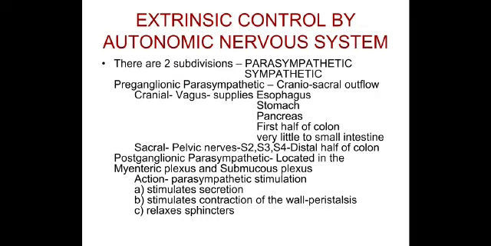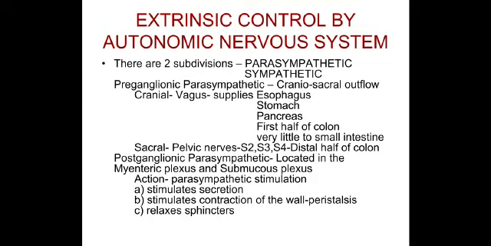The extrinsic control of the nervous system is made up of parasympathetic and sympathetic. The preganglionic parasympathetic, that is from the craniosacral outflow, supplies the esophagus, stomach, pancreas, first half of the colon, and very little to the small intestine. The sacral plexus, which is the pelvic nerves with S2, 3, 4, supplies the distal half of the colon. This is the nerve supply of the vagus and the pelvic nerve.